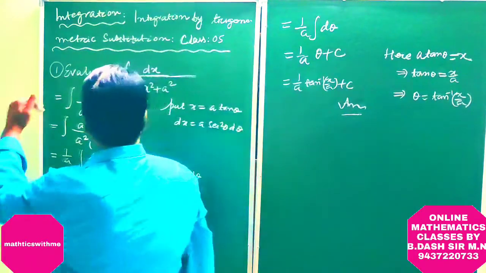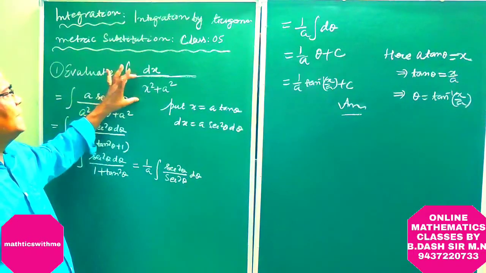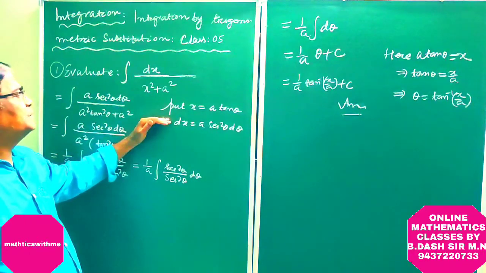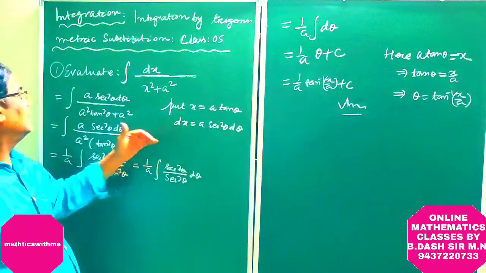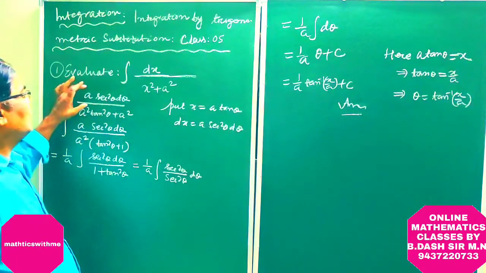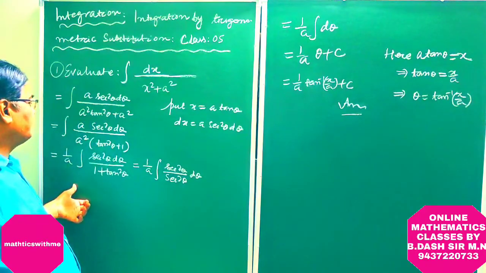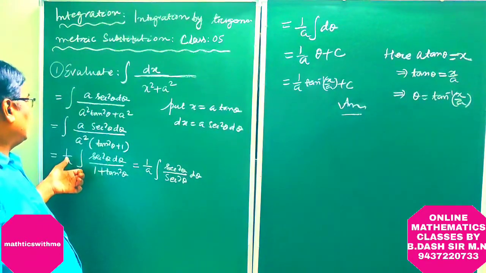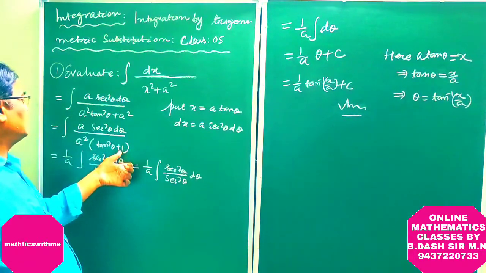So here we have to evaluate integration dx by x square plus a square. If this expression is there, we have to put x is equal to a tan theta, dx is equal to a sec square theta d theta. Now putting the values of dx and x here, after simplification we are getting integration a sec square theta d theta by a square tan square theta plus 1.